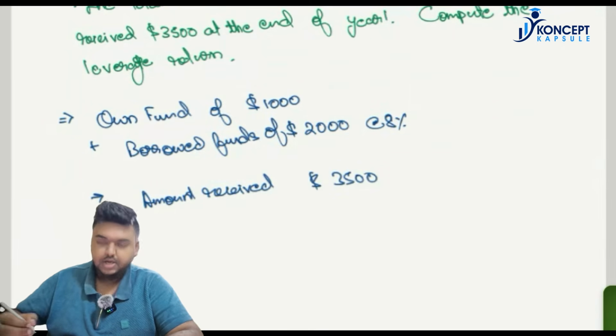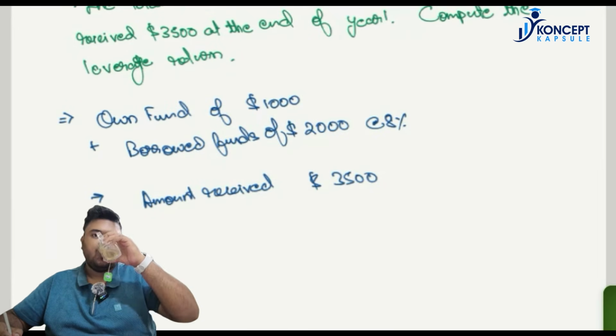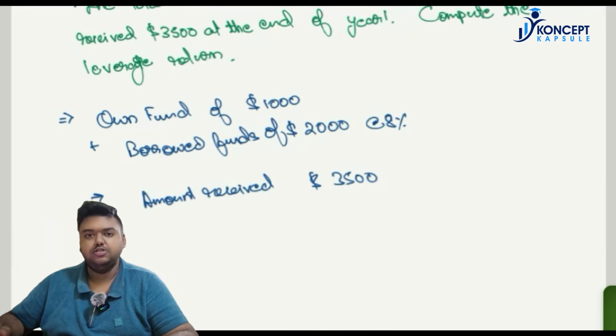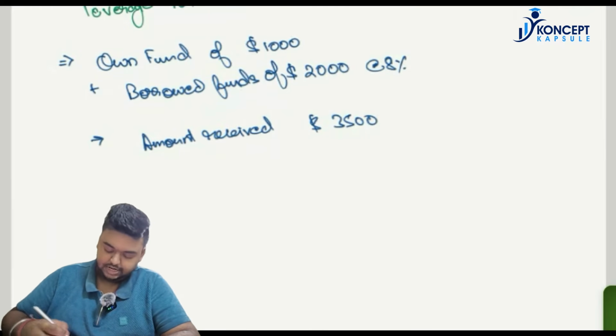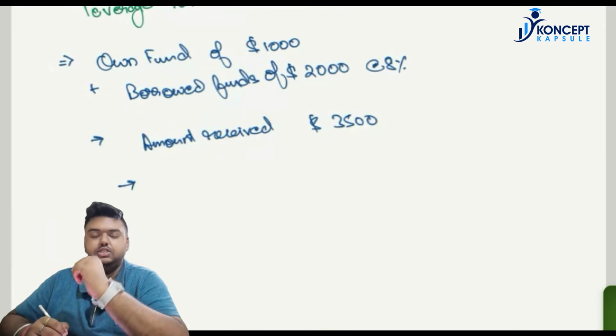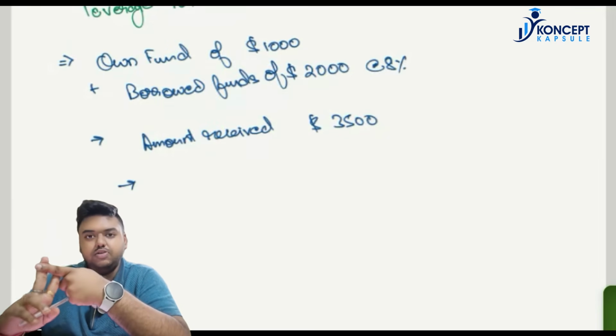$3,500. Now, can I say this entire amount of $3,500 belongs to him? Will that statement be right? No, that statement will not be right. Why? Because out of this $3,500, he has to pay the amount which he has borrowed along with the interest.